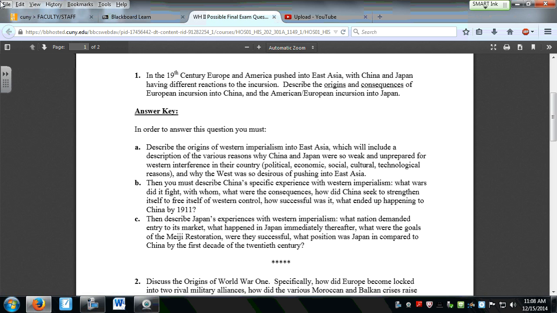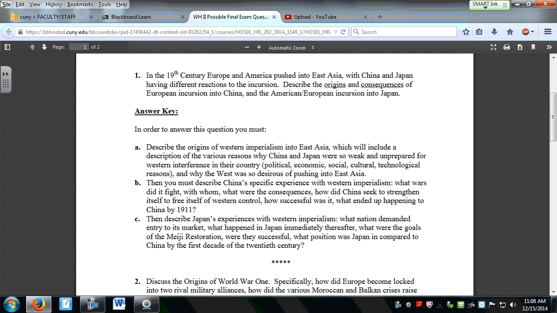This is the detailed breakdown under the answer key of what I'm looking for. Describe the origins of Western imperialism in East Asia, which will include a description of the various reasons why China and Japan were so weak and unprepared for Western interference in their country, and why the West was so desirous of pushing into East Asia.